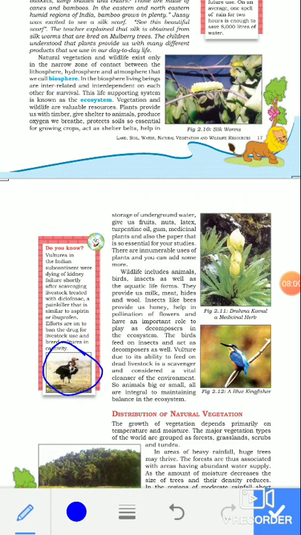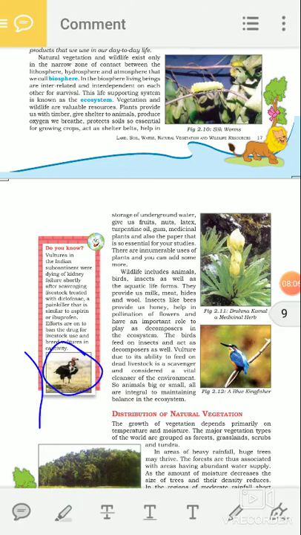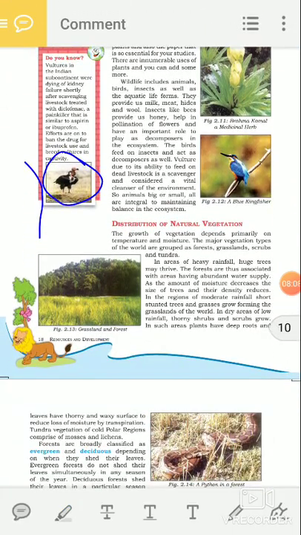So animals, big or small, are all integral to maintaining balance in the ecosystem. All the living creatures are integral and maintain a balance.